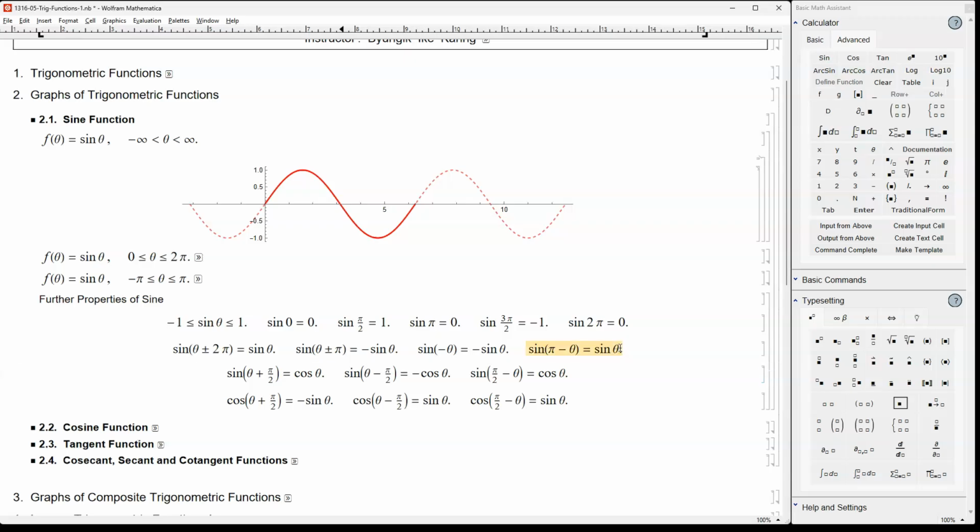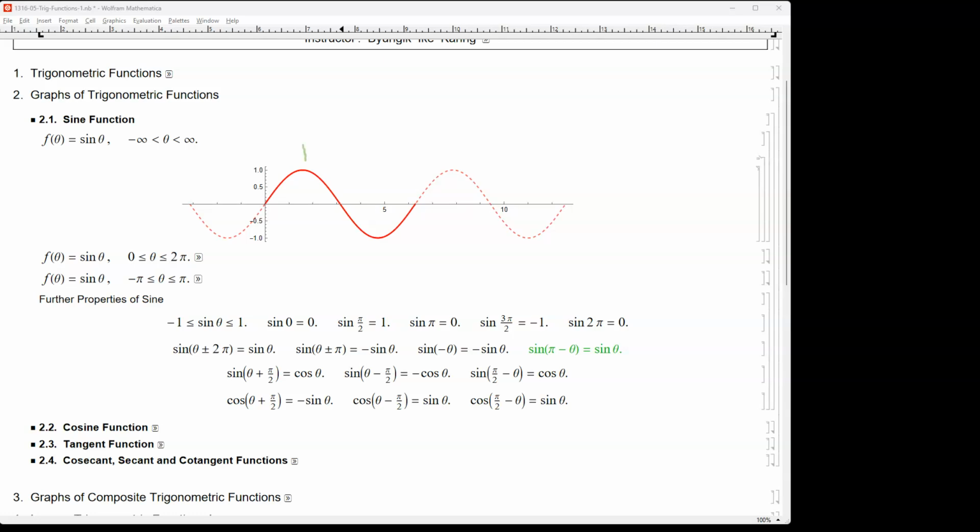But this relation turns out to be very, very important, especially in trigonometric equations. So basically what it says is we have a symmetry with respect to the vertical line x equals pi over 2. Let's go to the drawing mode and let me show you that. So let's draw a vertical line like this. Oh my, this is terrible. Let's do it again.